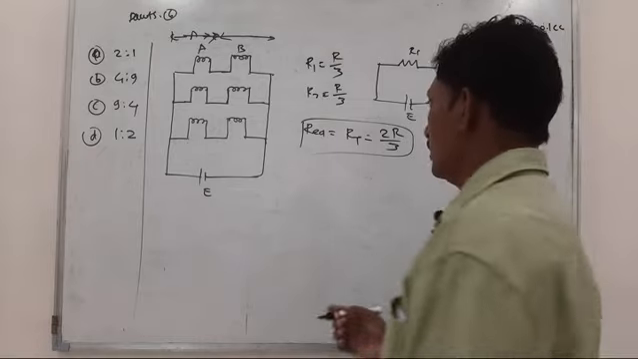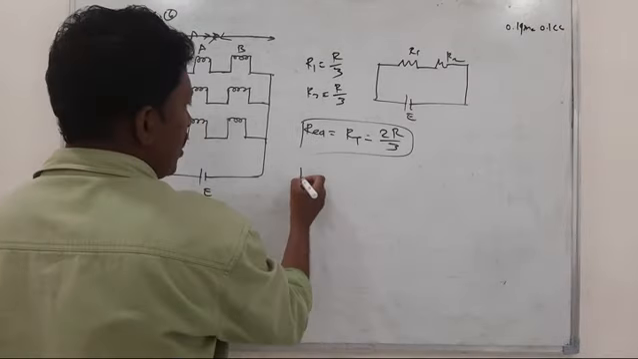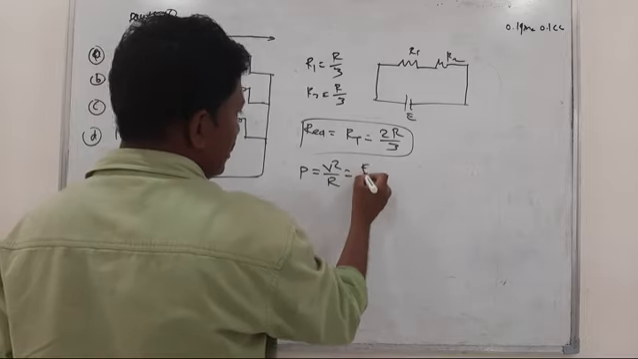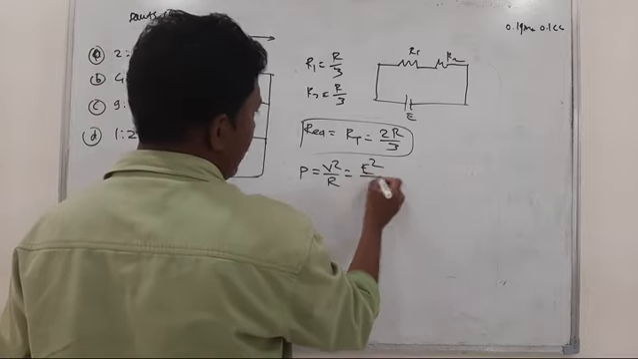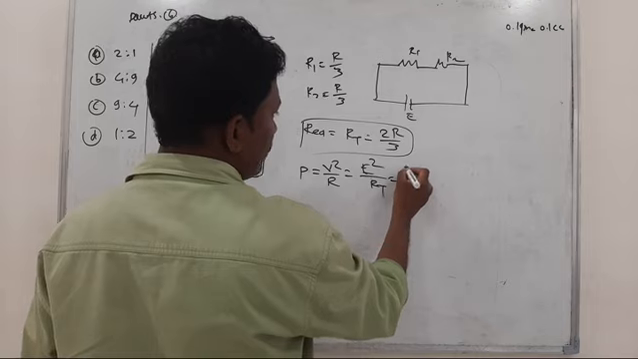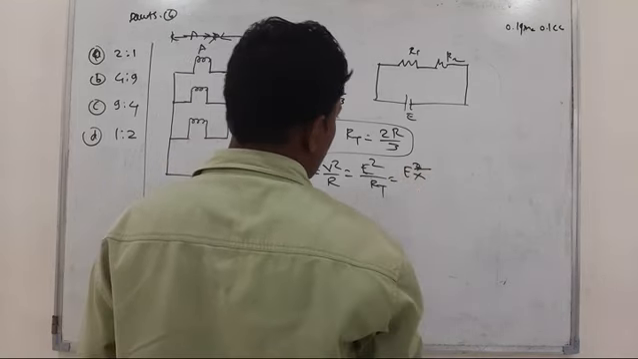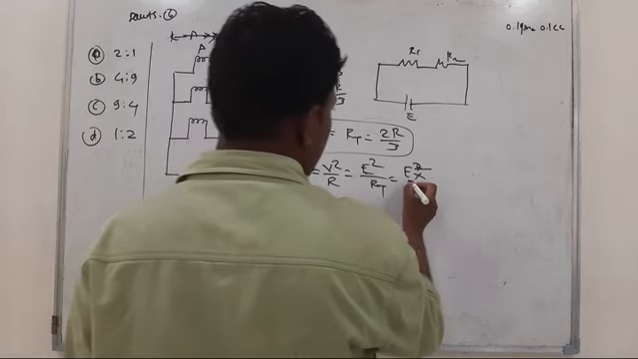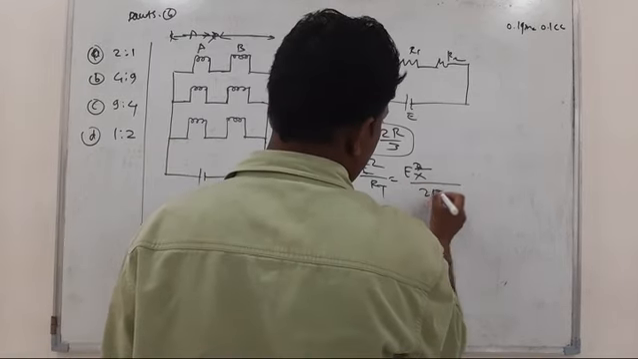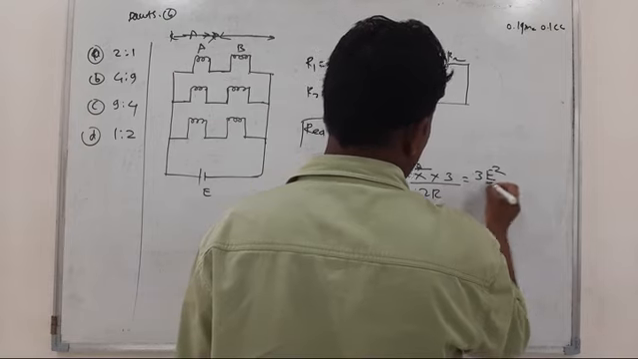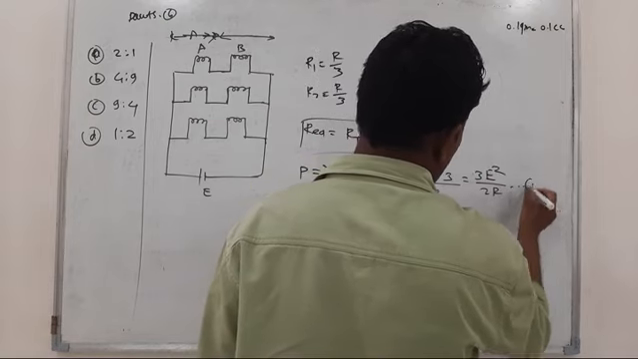Student, in this power, power is equal to V square upon R, that is E square divided by R total. Then this R total must be equal to, student, 2R into 3, that is 3R E square divided by 2 times, equation number 1.